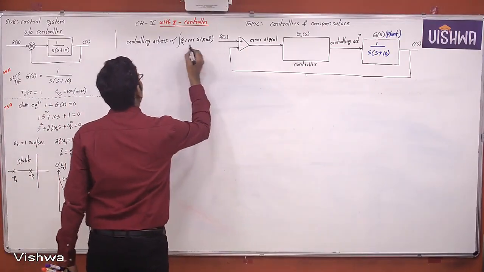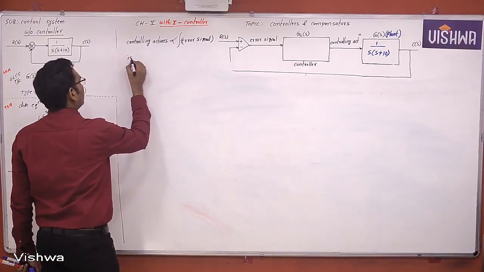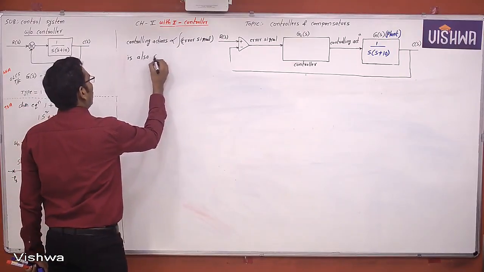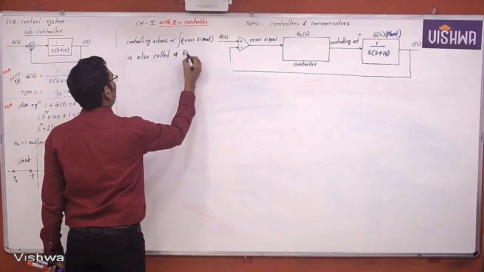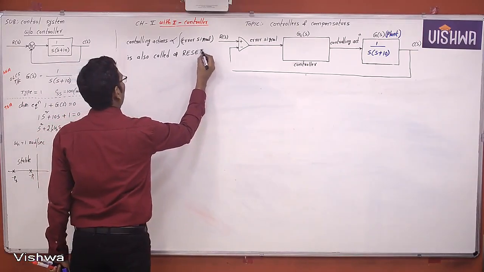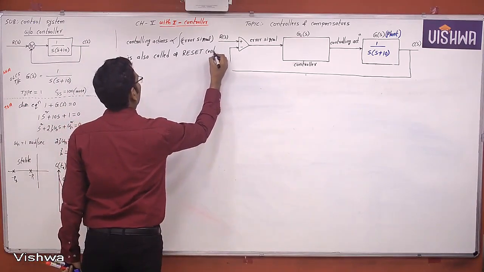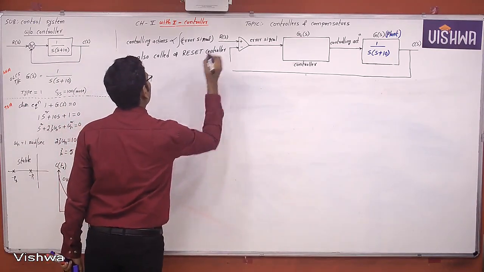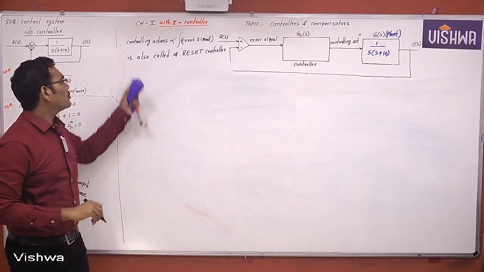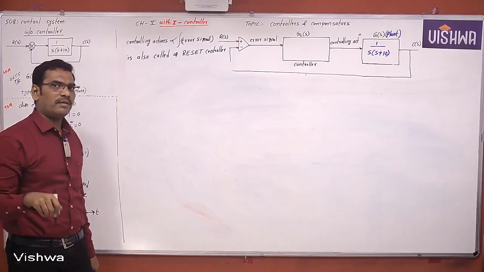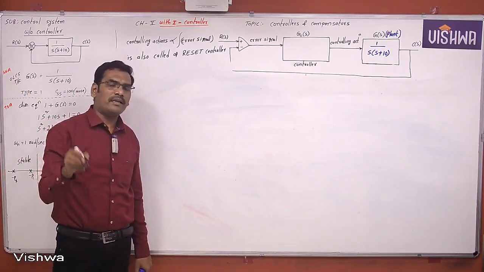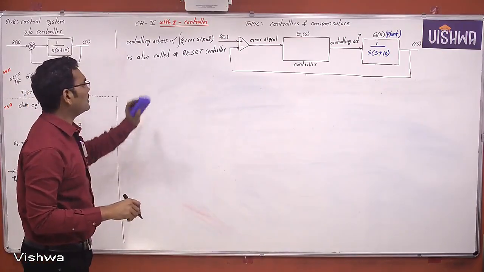That's why this controller is also called a reset controller. Understand? So this is the reset controller, which means that the integration of x is x square by 2, the integration of x square is x cube by 3. Always it is resetting. So this is the reset controller.